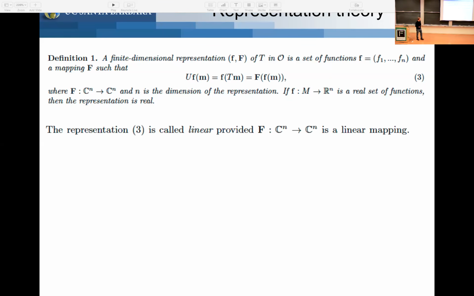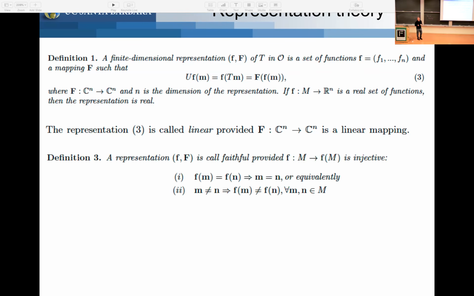We'll call it linear, provided capital F is a linear mapping. You've already seen one. If U phi is equal to lambda phi, then f of x equal to phi of x is precisely that representation. Anytime I find an eigenfunction, I have a linear representation. Okay, that works. The concept is not vacuous.